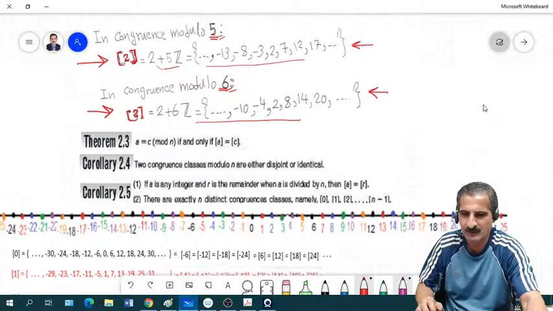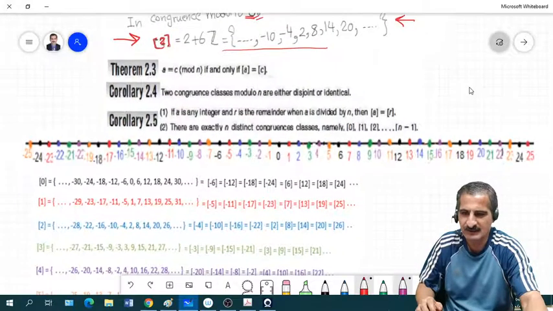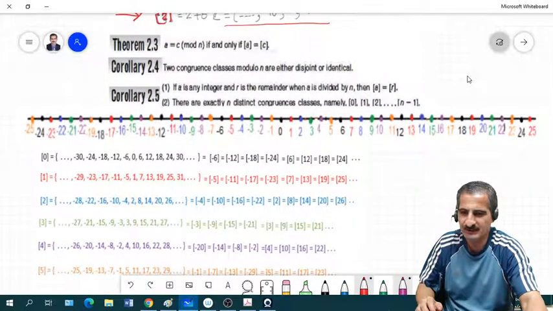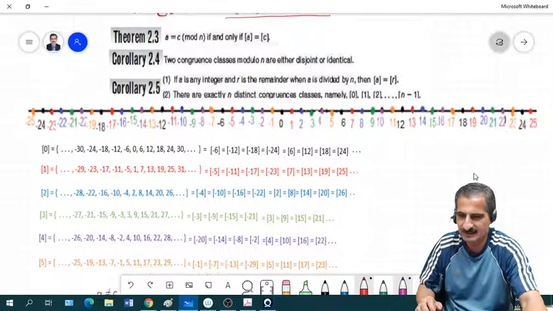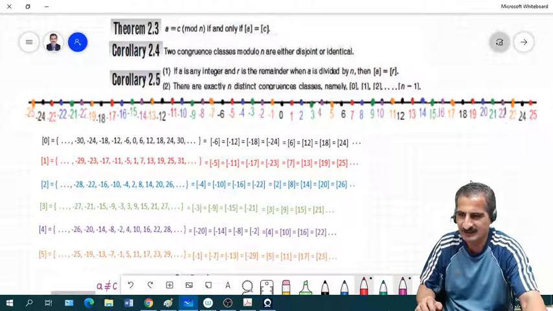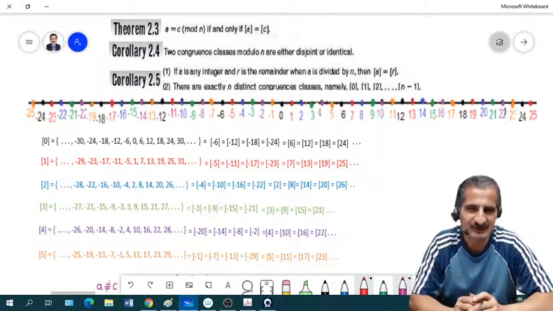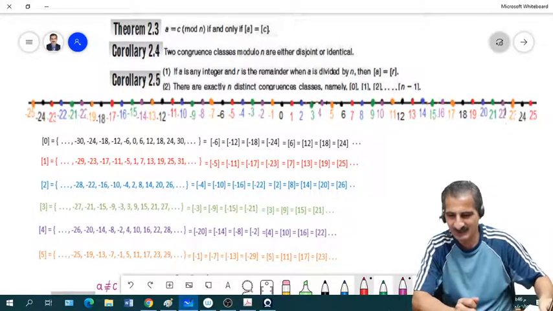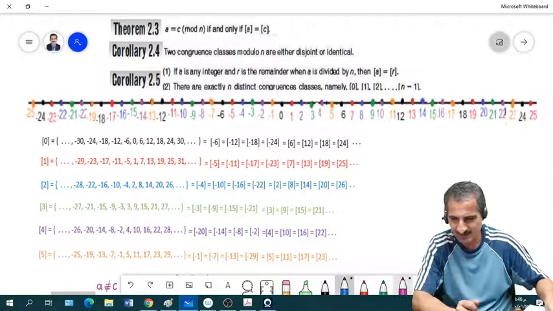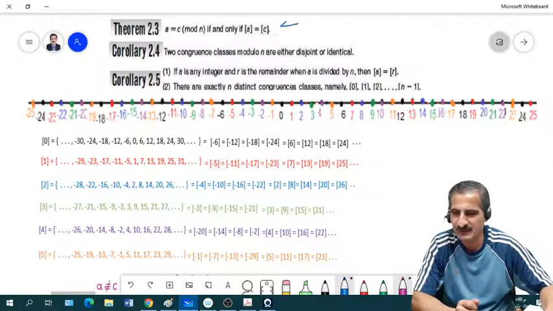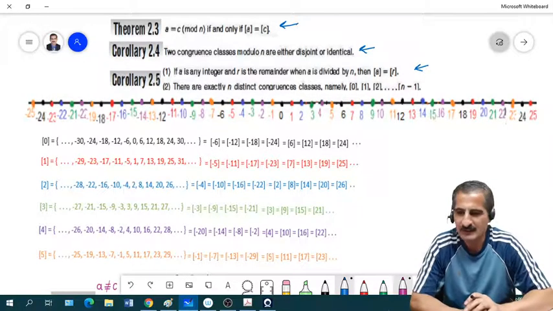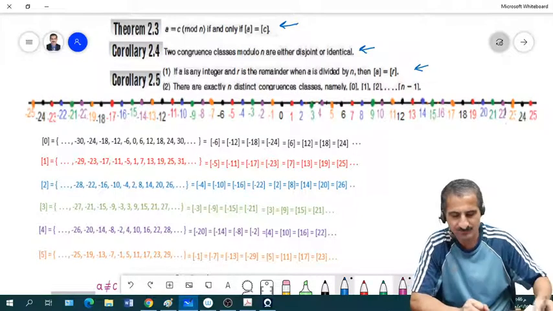Okay. Now let's see something really interesting. And I made pictures so that they speak for themselves. What do I mean here? Look, we will conclude this theorem and this theorem and this theorem from this line. Let us see what that says.